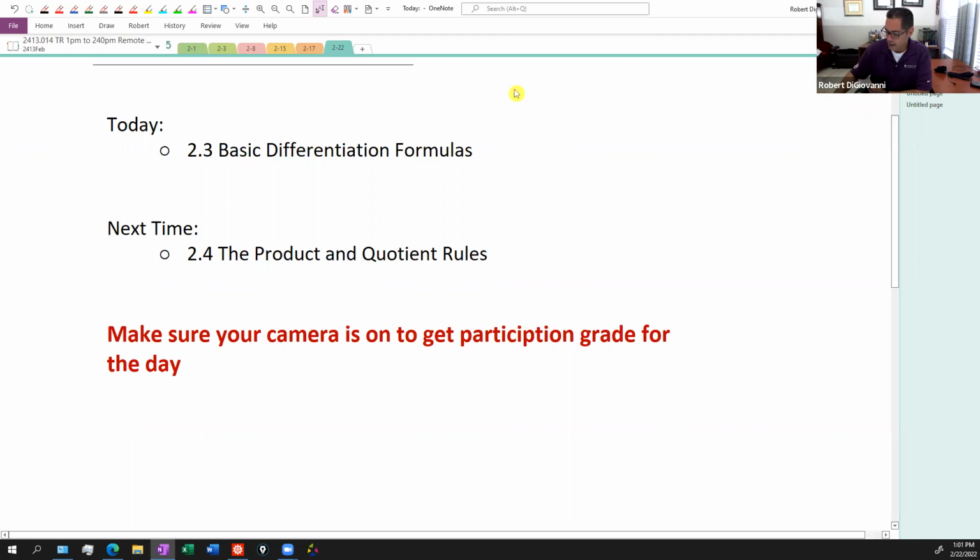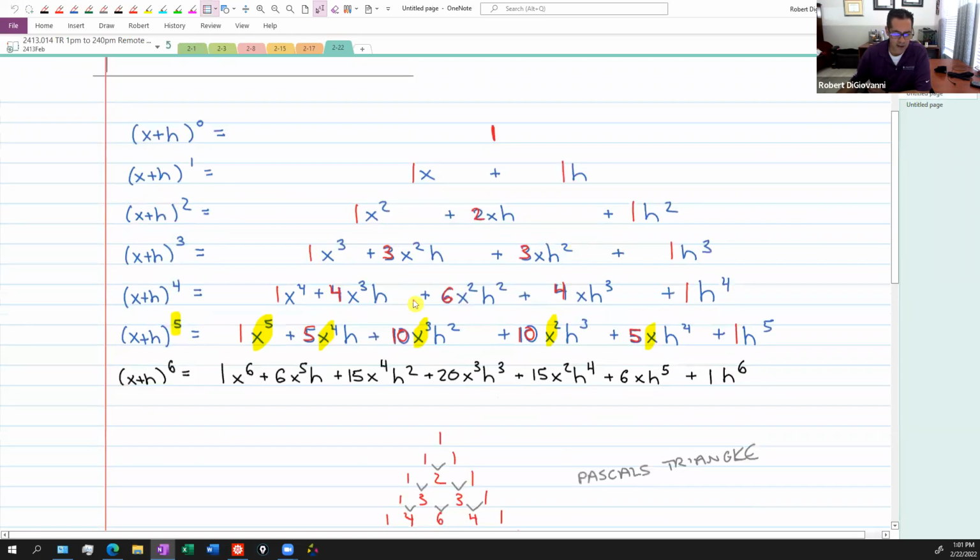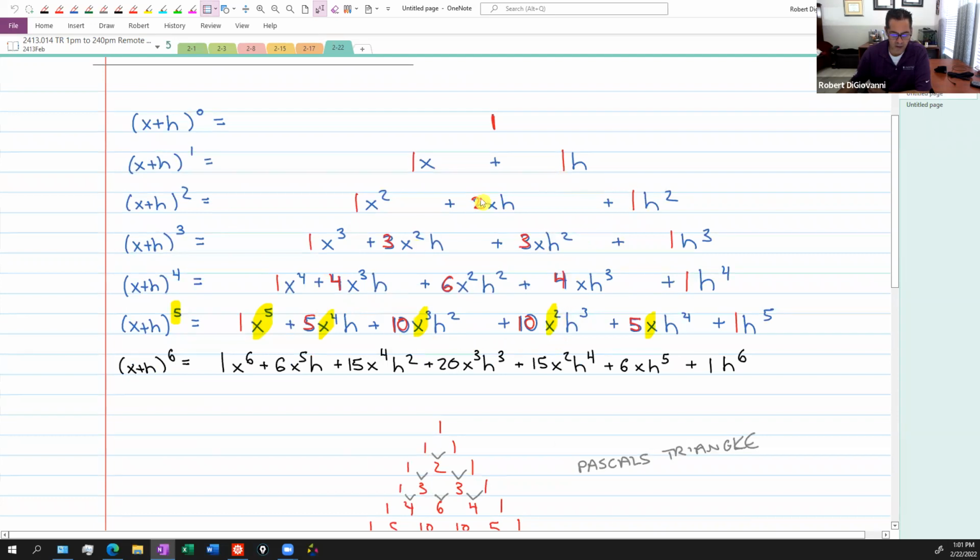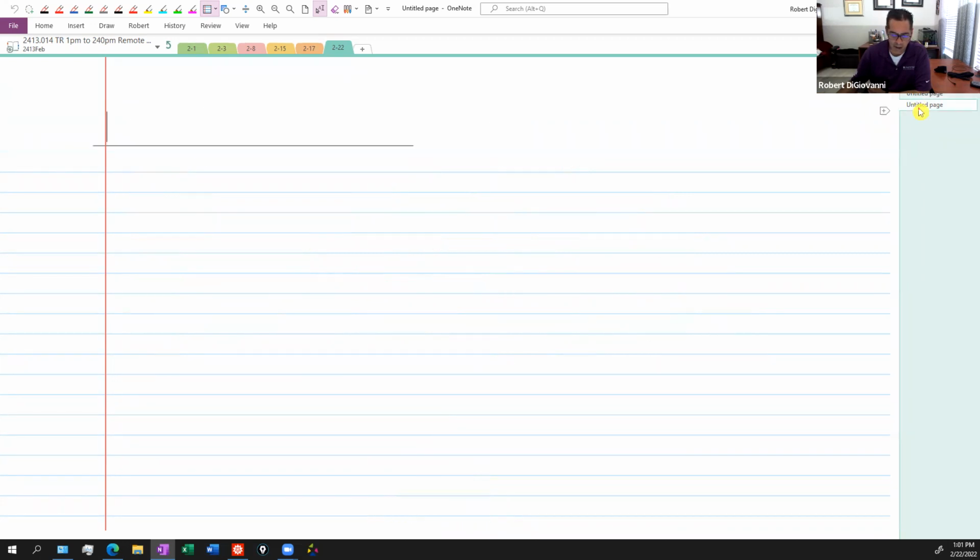All right. Okay. So today, basic differentiation formulas, and then next time, product and quotient rules. So we're just chugging along here in chapter 2. And I wanted to also remind you, last class at the very end, I covered this Pascal's triangle thing. I will be using this today, but we'll use it when we need it. So for right now, don't worry about that.